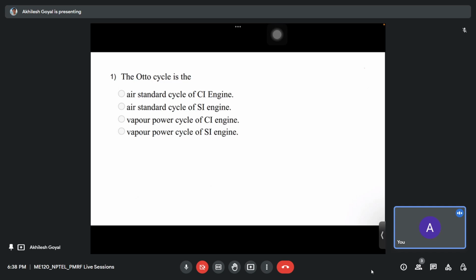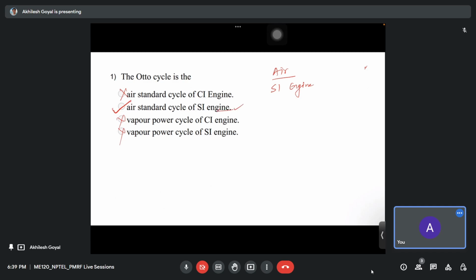Okay. So the first question is, the Otto cycle is a... So what is an Otto cycle? Otto cycle is a cycle for SI engines, and this is an air standard cycle, right? Air standard cycle for CI engines, no. Air standard cycle for SI engines, yes. And vapor power cycle doesn't qualify. So the Otto cycle is an air standard cycle for SI engines. So this is the right answer.